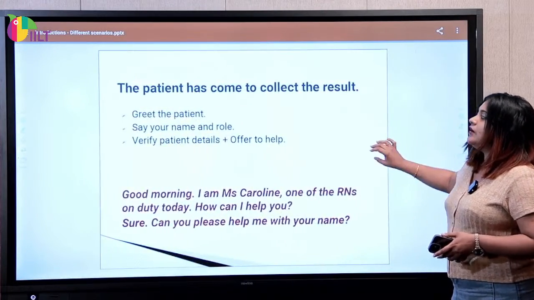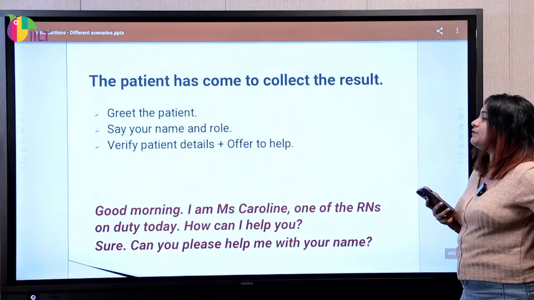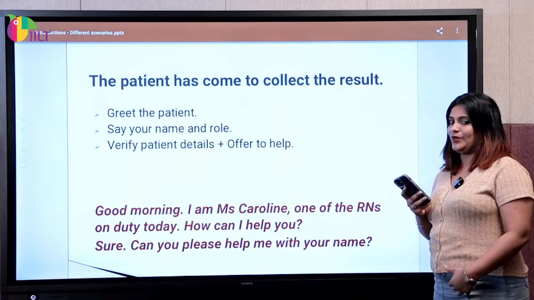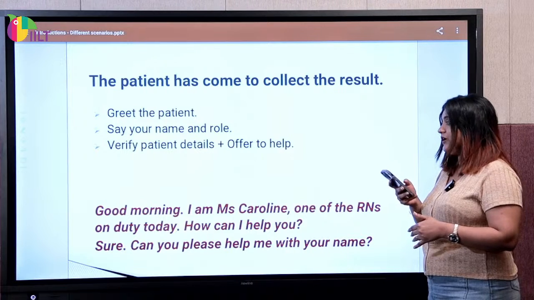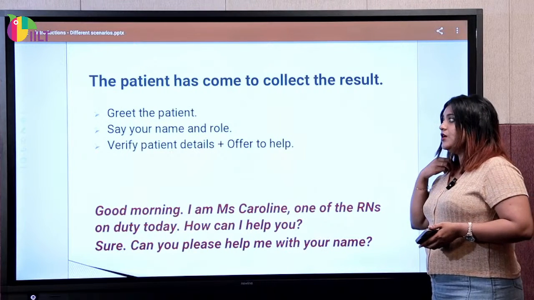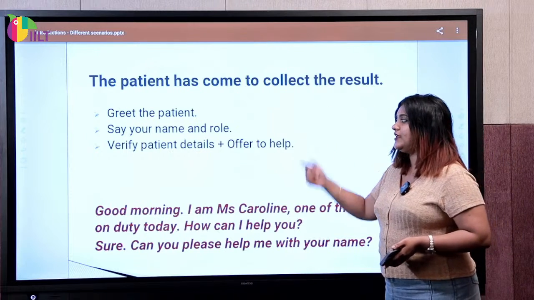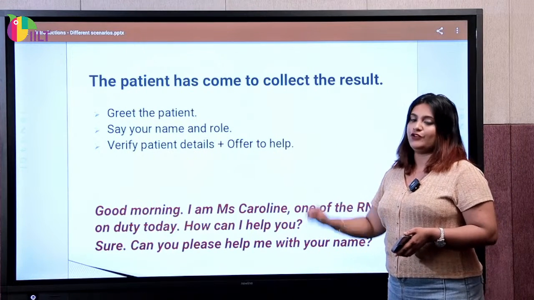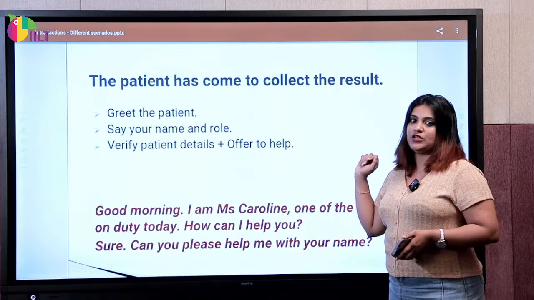Now, if it is a second type, the patient has come to you to collect the result. Okay, you are not visiting, the patient approached you. So in that case, what you have to do is, you have to greet the patient first, then say your name and role. You have to verify patient details and offer to help. So these are the 3 steps that you can follow in such cases.